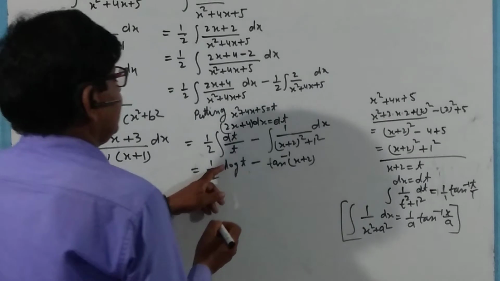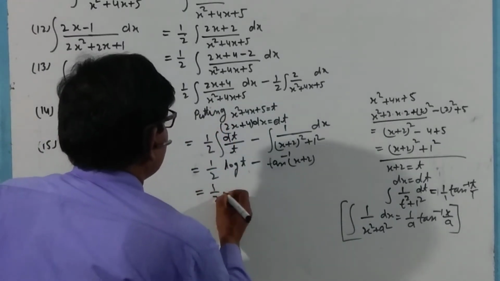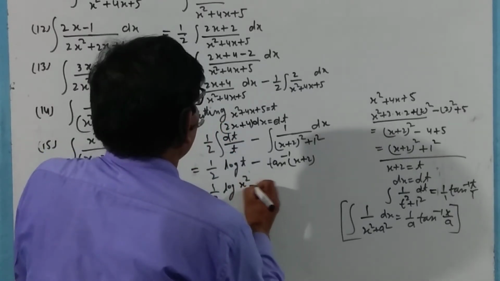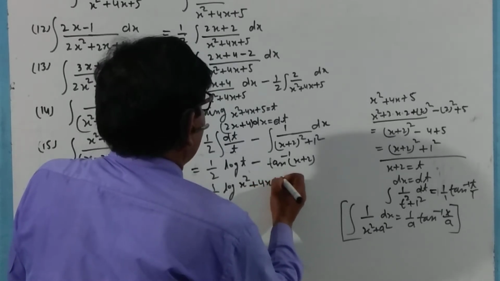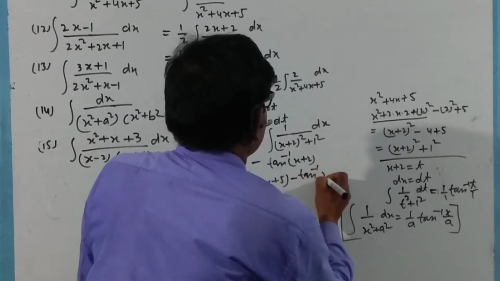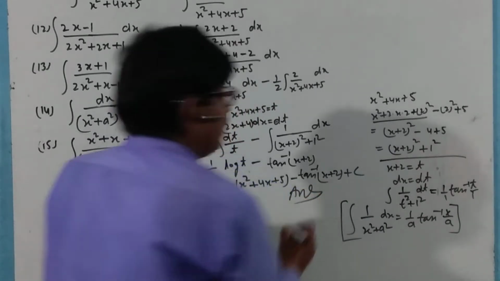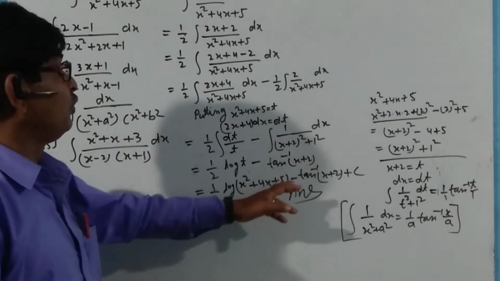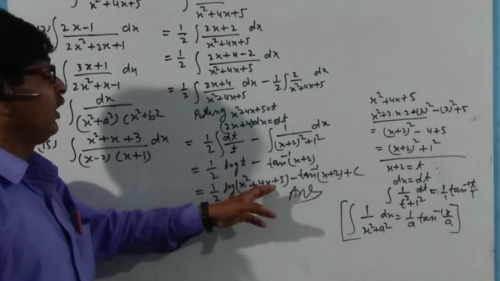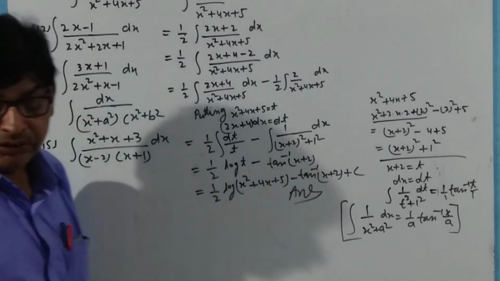Now putting t in this case: 1 by 2 log t, where t equals x square plus 4x plus 5, minus tan inverse x plus 2, plus integrating constant c. This is our answer here. The answer is 1 by 2 log of x square plus 4x plus 5 minus tan inverse of x plus 2 plus integrating constant c.